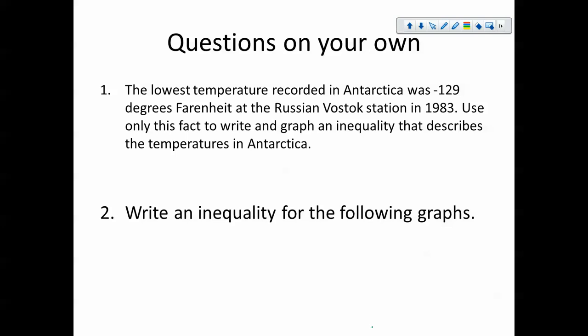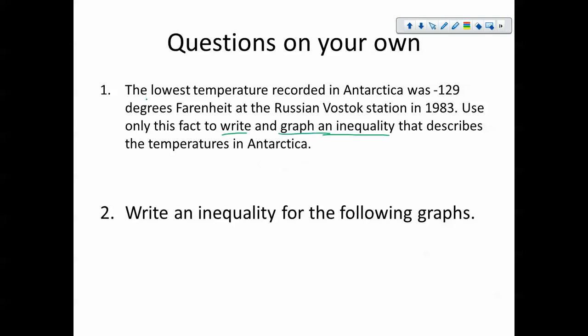So these were the two questions that were on your Canvas lesson. Let's just do them together fairly quickly here. The lowest temperature recorded in Antarctica was negative 129 degrees Fahrenheit at the Russian Vostok station in 1983. Use only this fact to write and graph an inequality that describes the temperatures in Antarctica. So we need to write and make a graph, right?